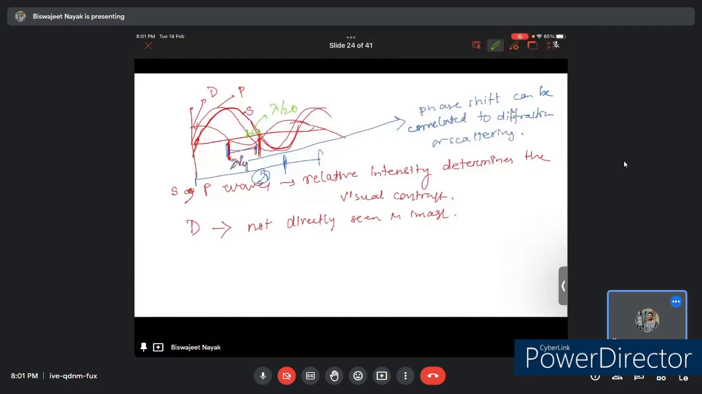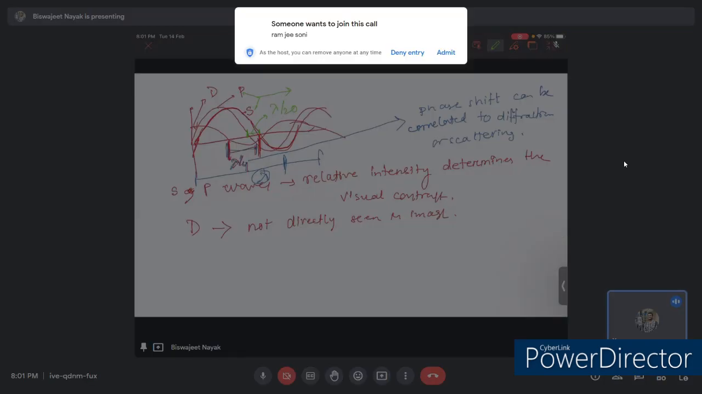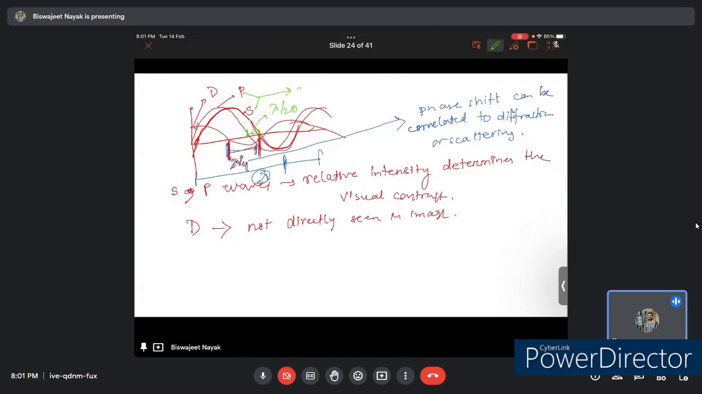So as this S and P have similar kind of amplitude, in light microscopy there will be no contrast, and we can say this object seems to be invisible, as there is no difference in amplitude of P and S wave.